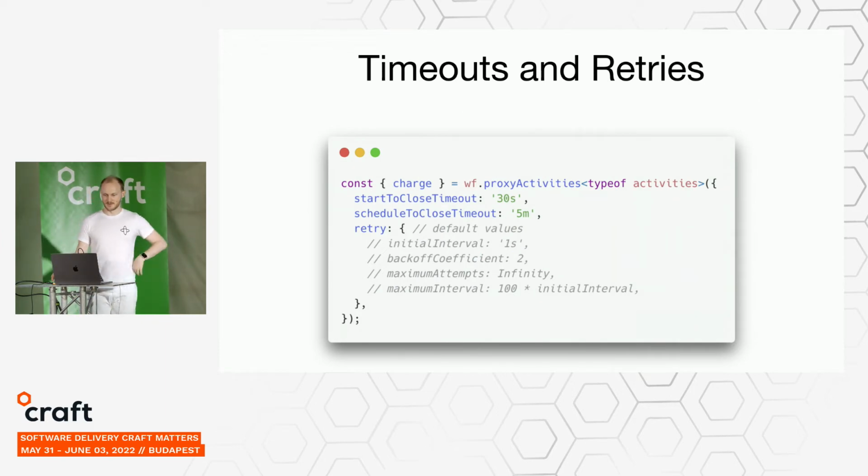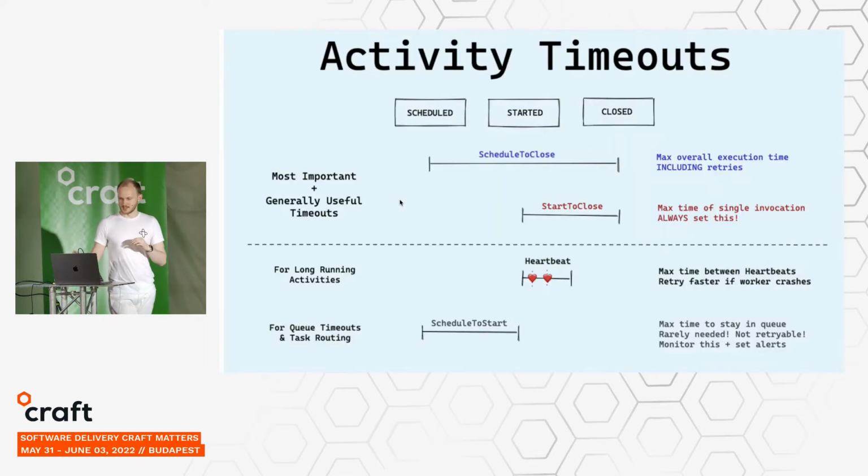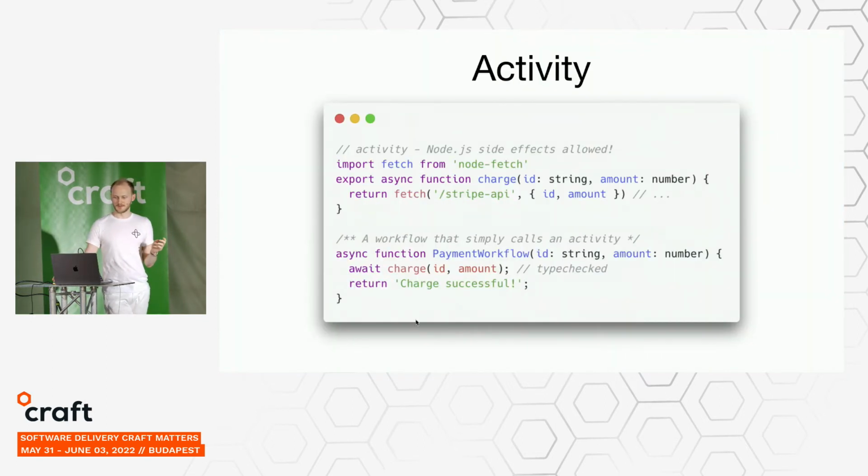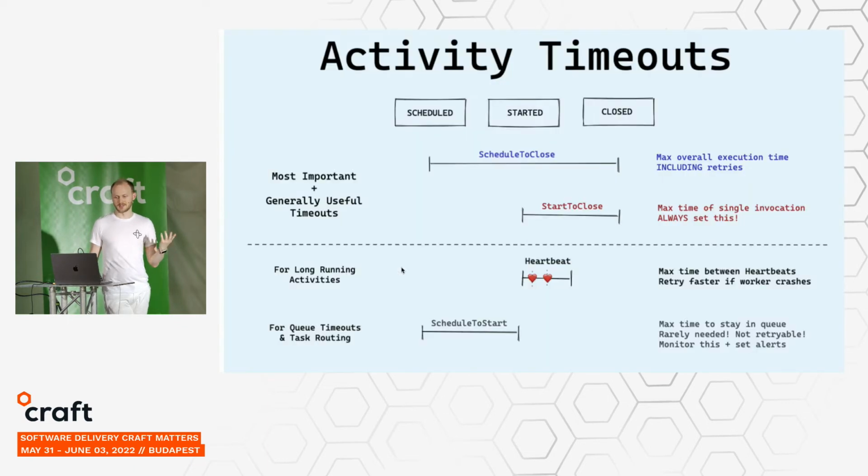So here are the different timeouts and retries I talked about before: start to close, schedule to close. Let's look at these concepts. An activity is scheduled when the workflow hits this line of code, the charge line, and returns to the cluster saying, start this activity, or schedule this activity.